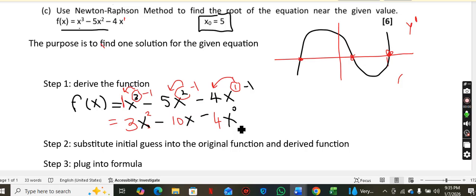Now colleagues, according to the laws of indices, anything to the power 0 is 1. So you don't also need to show this x to the power 0. Just leave it as 4. So we've derived the function. That's the first thing you need to do. So if you don't know how to derive, just know you're losing marks on this question. Any questions, colleagues?